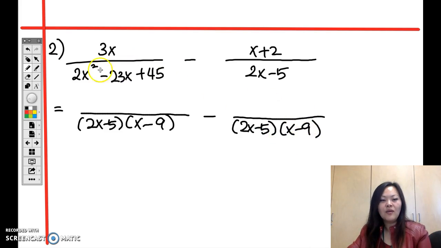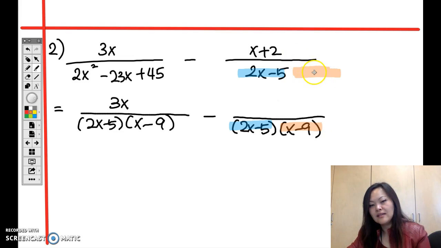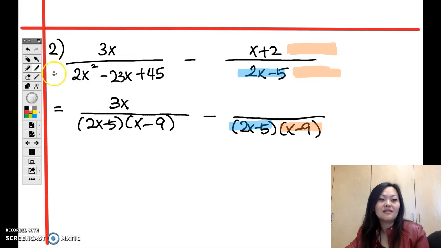Okay, so now since this and this is the same thing, it's just in factor form, right? So we're going to leave it as is, which means the 3x on top stays the same. But down here on this side, look, I only had 2x minus 5 on top, but down here I got that. But in addition to that, I got a new friend, x minus 9. So I need to multiply the x minus 9 here. And whatever you multiply to the bottom, you also have to multiply to the top. So I'm going to also multiply x minus 9 on top.